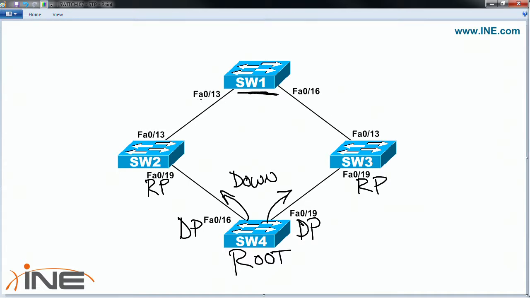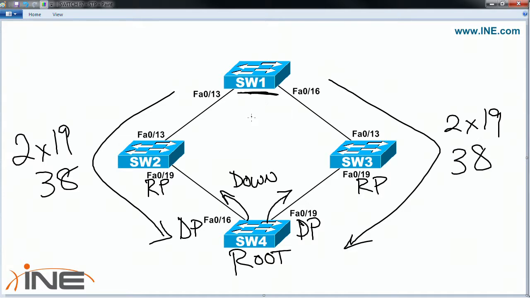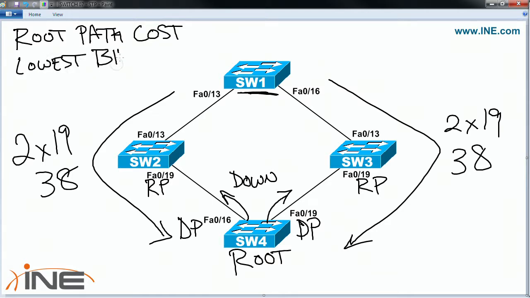Now it's up to switch 1 to choose which of these interfaces it is going to forward on. Since both of them are equally 2 hops away, the cost values are 38 on each of them, so twice 19. This means switch 1 now needs to do a tiebreaker between these 2. We first look at the root path cost, the end-to-end cost to reach the root. If there's a tie, we look at the lowest bridge ID, and the bridge ID is that of the next hop neighbor, whoever is upstream.